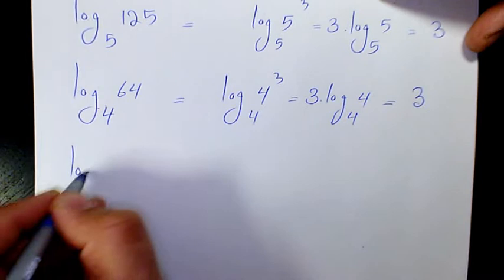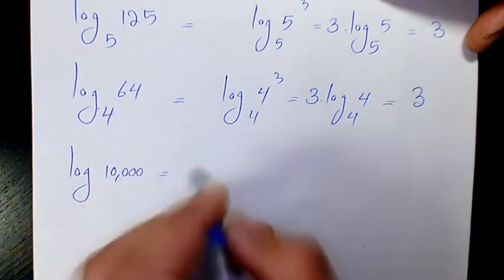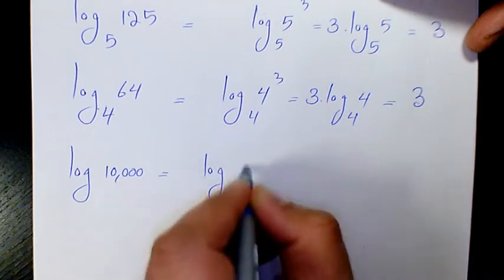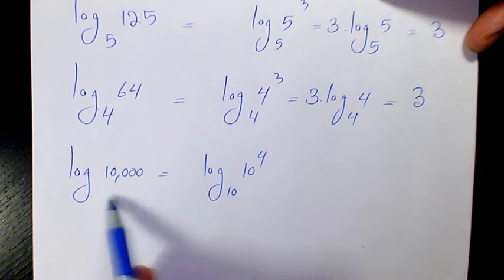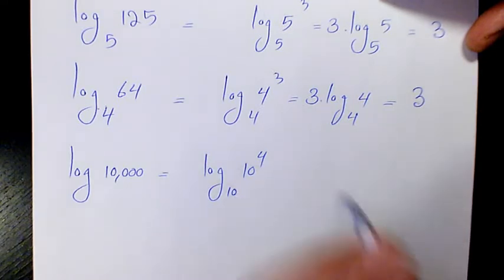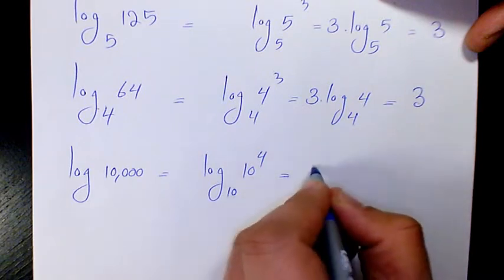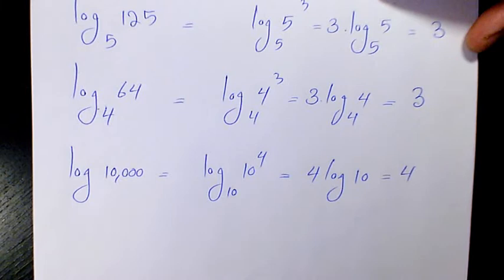Next one, log 10,000. It's going to be log of 10 to the power of 4 base 10. It is a common logarithm. We had it before. It is not necessary to write the base when the base is 10. So that's going to be 4 log 10. Log 10 is 1. So 4 times 1 is going to be 4.